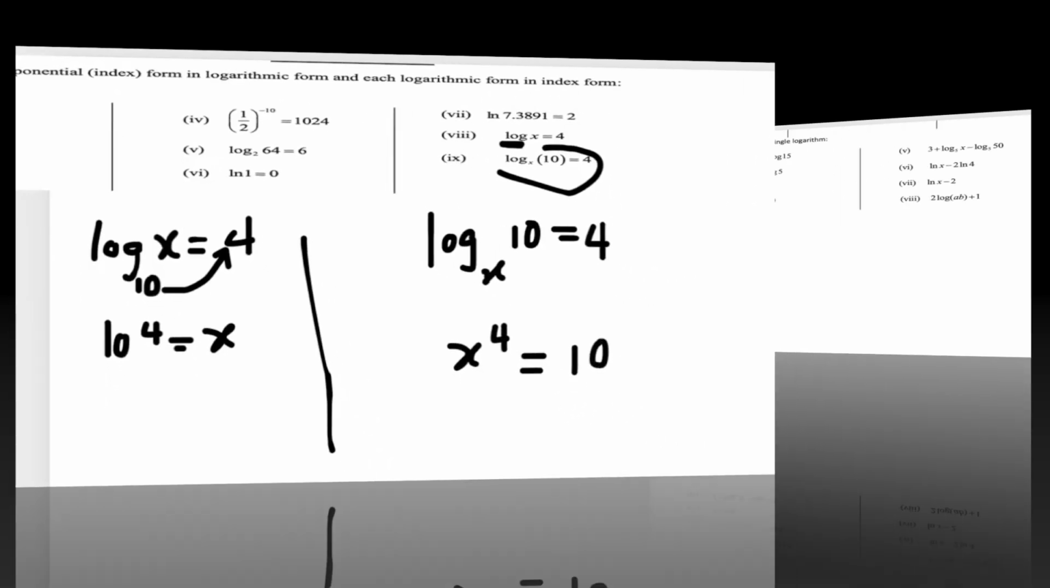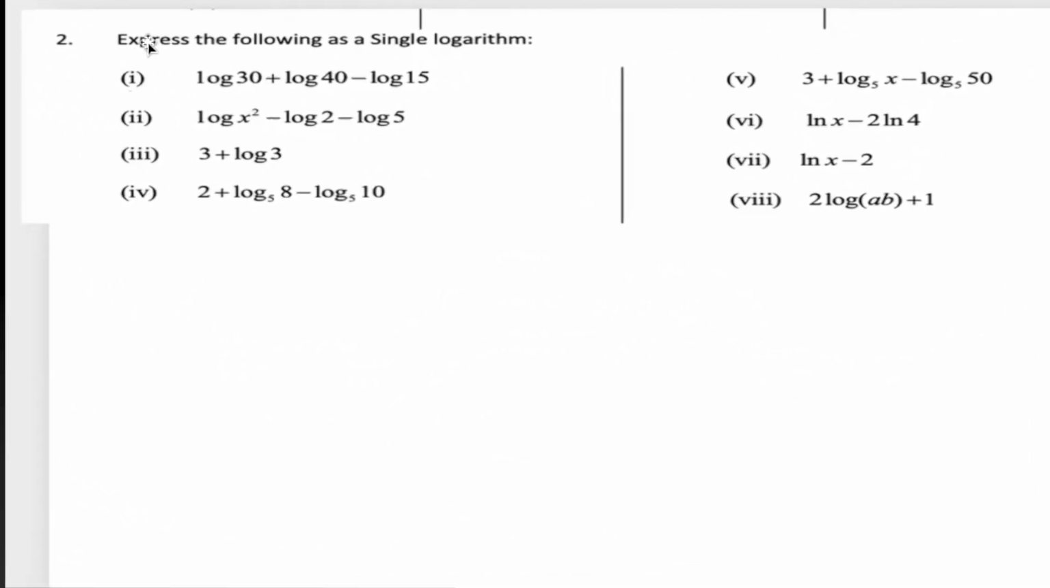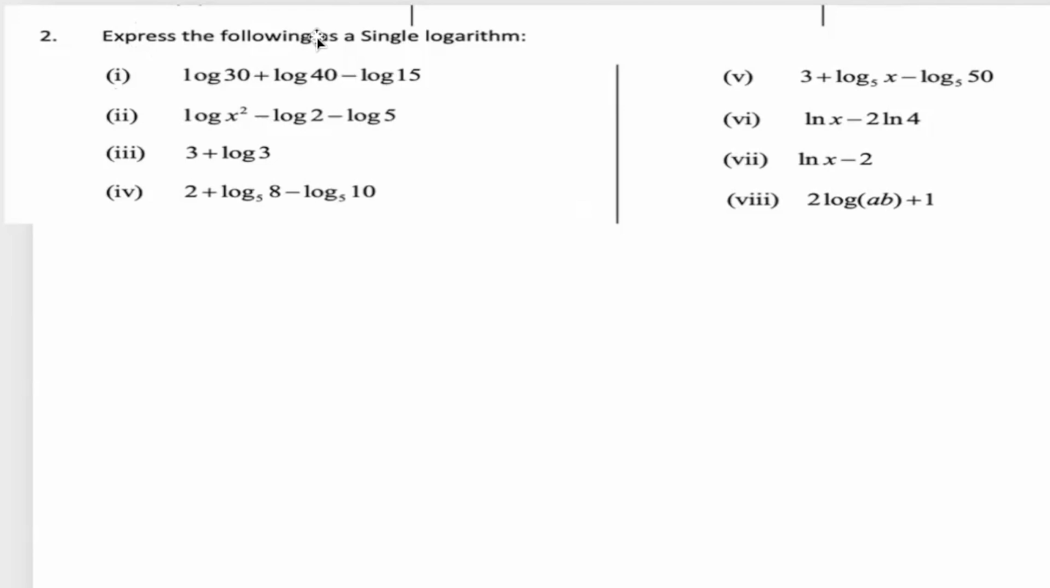Let's look at another activity. Now, question 2 is asking us to express the following as a single logarithm. So the first one I have is log 30 plus log 40 minus log 50.